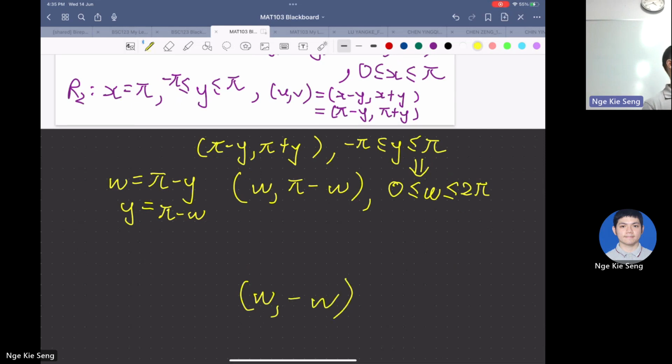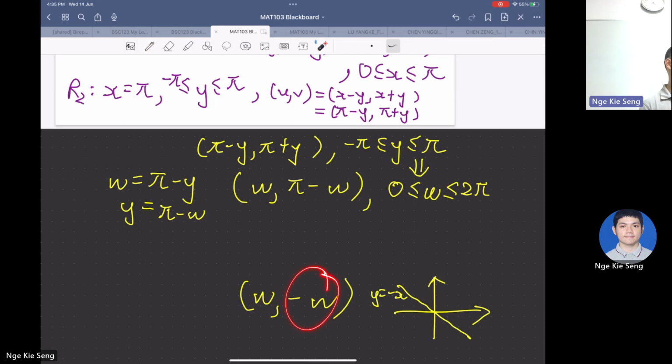What is w minus w? You know this line here? W minus w, y equals to minus x. Okay. But now I shifted all my y, my second coordinate, by pi. So I shift this line out by pi. So what is this line here? This is the y equals pi minus x line. Yeah. Pi minus x line.